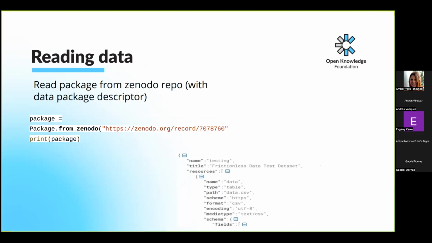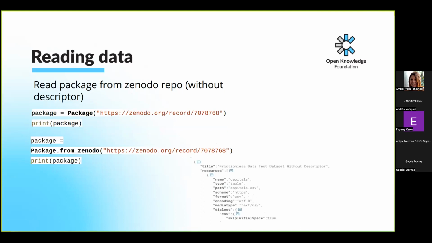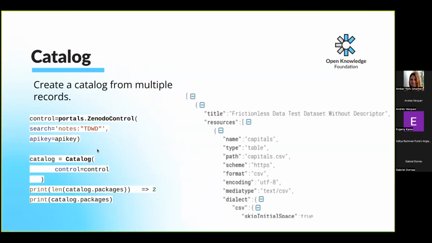Similarly, if there is a package descriptor in the Zenodo record, it will just read that package and return it back, and the output is shown on the right side of the slide. So this is how reading can be done by simply using these two functions, either passing the URL in the Package class or using the from Zenodo alias function. The second feature that we have is creating the catalog from multiple records.